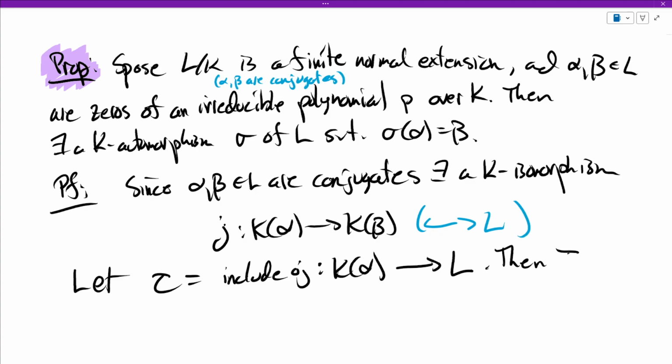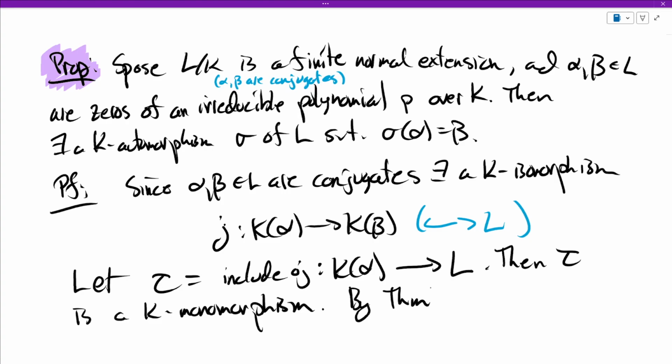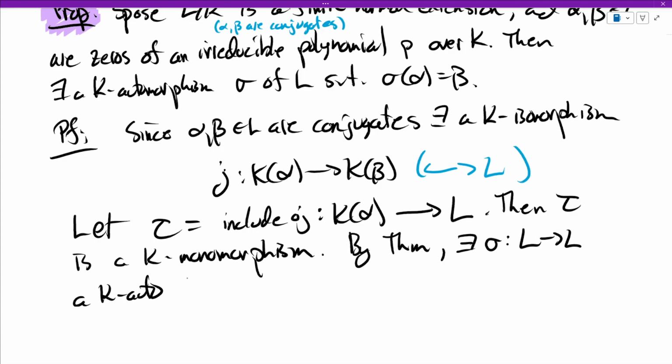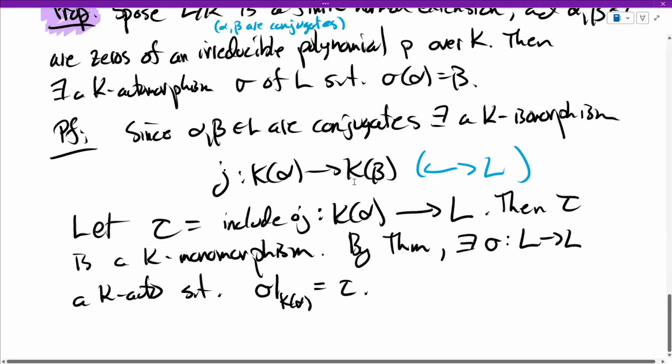Then tau is a K monomorphism. It's a K monomorphism because it does not mess up K, and it's clearly a monomorphism. By the theorem that we proved in the previous video, there exists sigma from L to L, a K automorphism, such that sigma restricted to K adjoint alpha is tau. Okay, so we've applied the theorem. Then there's this last condition. We don't only have to construct a K automorphism, it also needs to send alpha to beta.